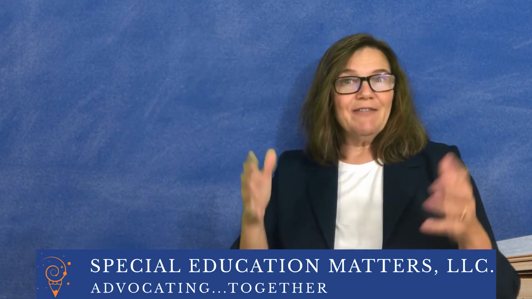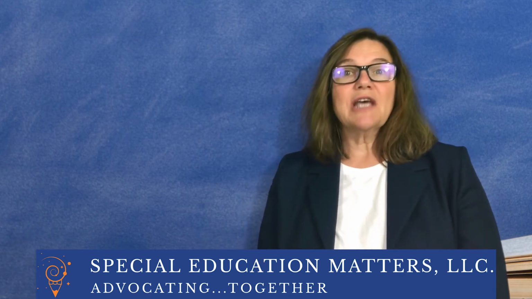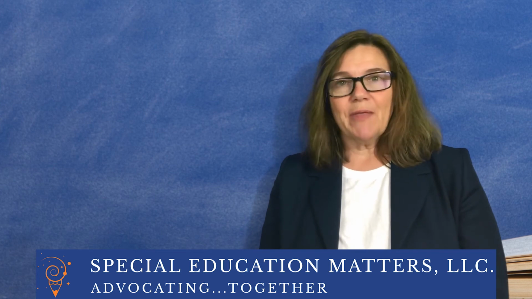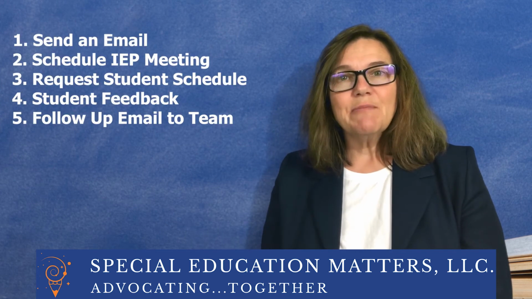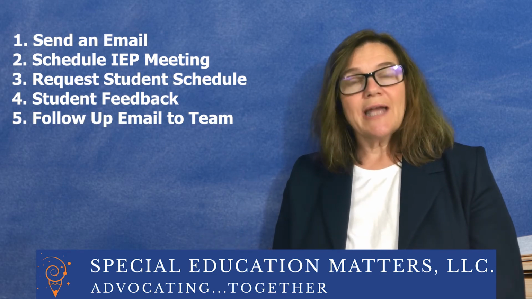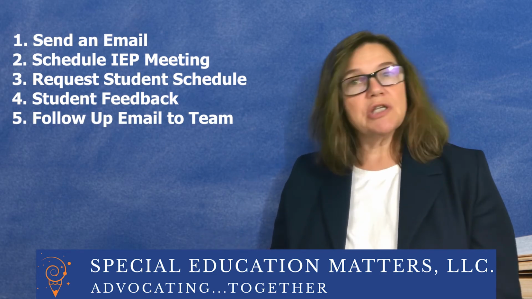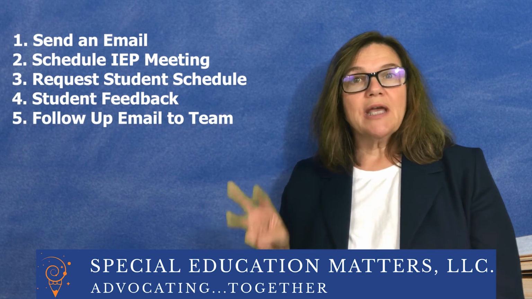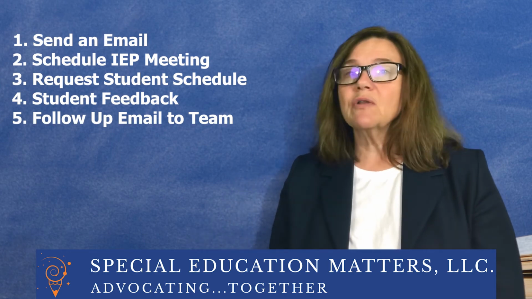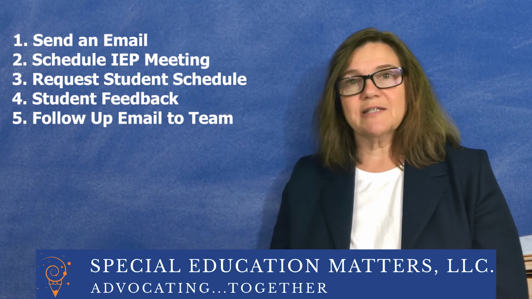So there you have it, the 5 tips and tricks to help your child transition from summer into the new school year. Let's recap them. Number 1, send an email attaching your child's IEP. Number 2, schedule an IEP team meeting to talk about transition and progress. Number 3, request a copy of your child's schedule and make sure the services that are outlined in the IEP are listed in the schedule.